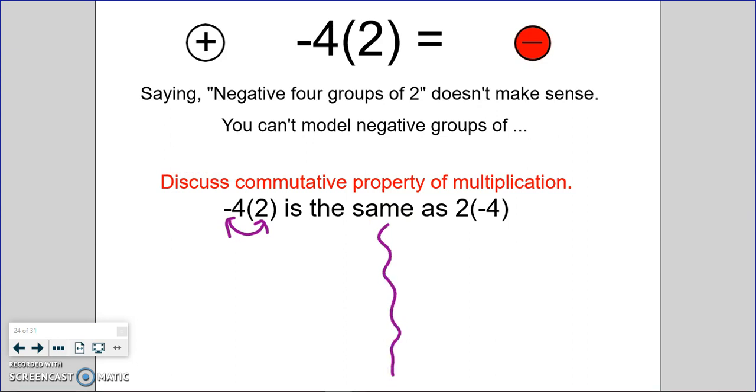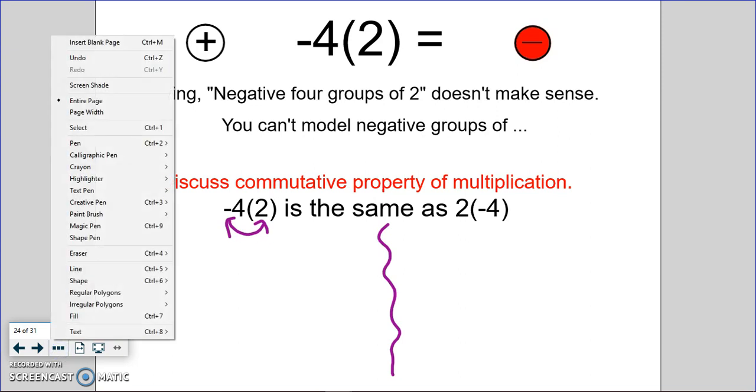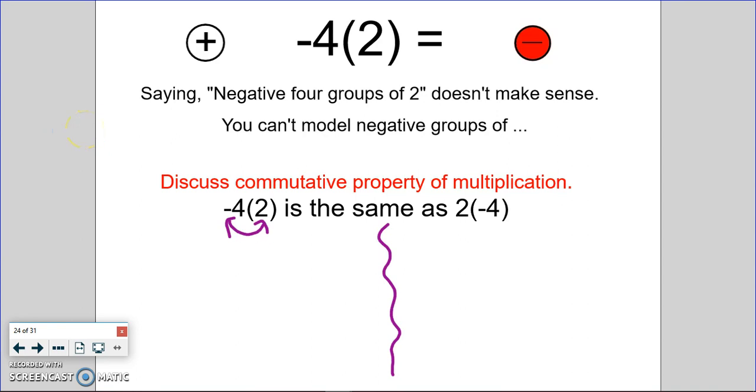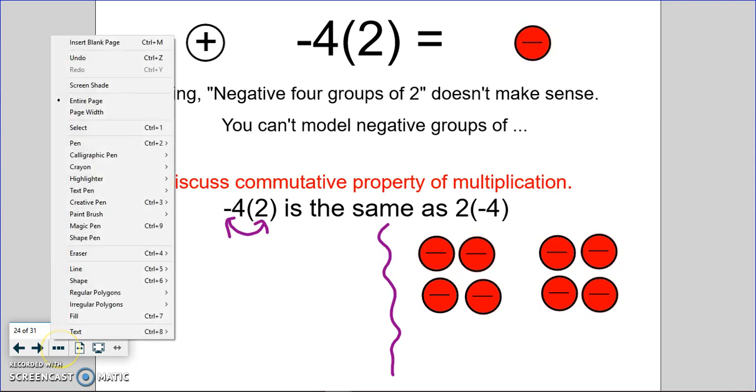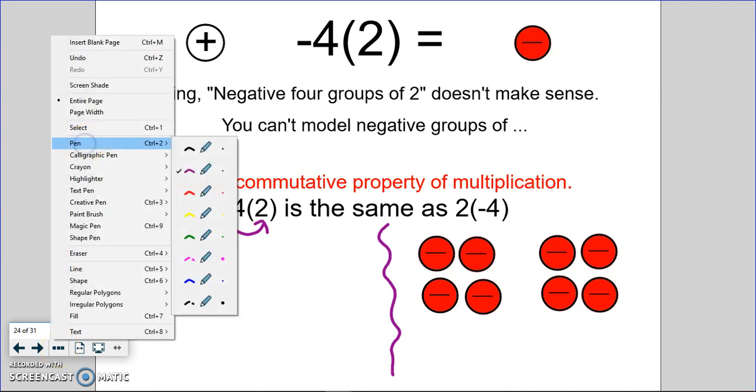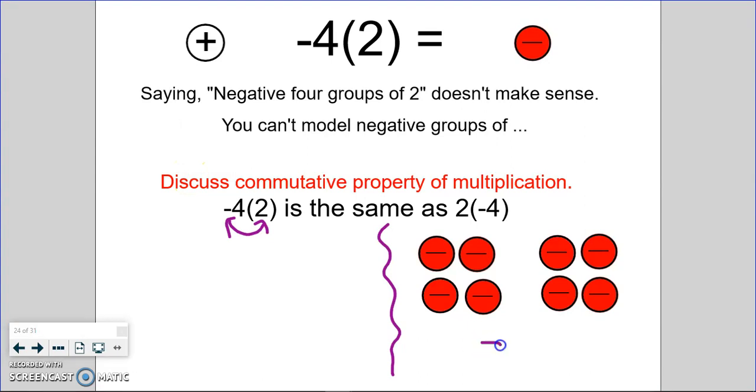So if I model 2 groups of -4, that would mean I would take those negative circles or negative chips or whatever it is you want to call them. And so I would want -4 in a group. So 4 of them would make one grouping. And it doesn't matter if you put them in rows or in little squares like this, as long as it's 2 groupings of -4. So if I do it this way, using the commutative property, I would have 2 groups of -4, which when I count them up, I would have a total of 8 negatives, or -8 that way.